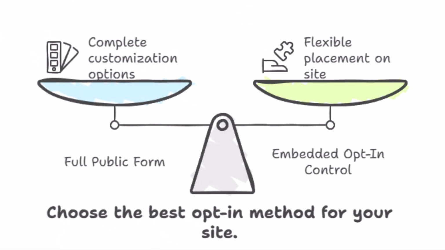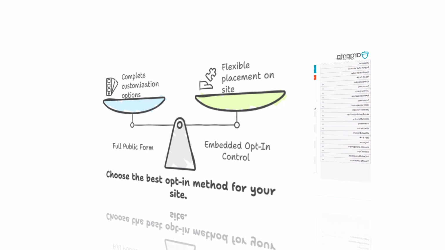The biggest takeaway here is that you have two options for collecting email addresses for your list. The first is to design and display the full public form, and the second is to just embed the email opt-in control anywhere you like on your own website. Whichever you choose, contacts and their email addresses get automatically entered into Argenta and placed on your main email list.